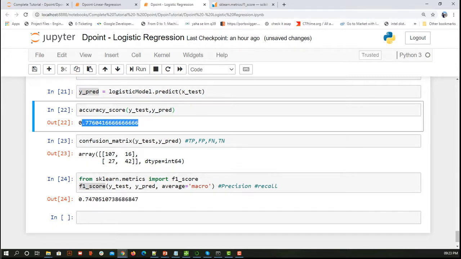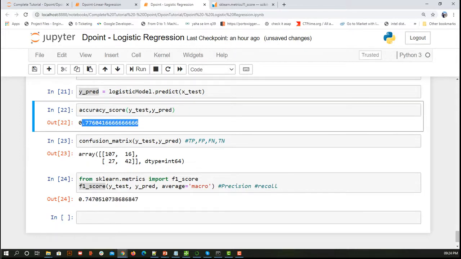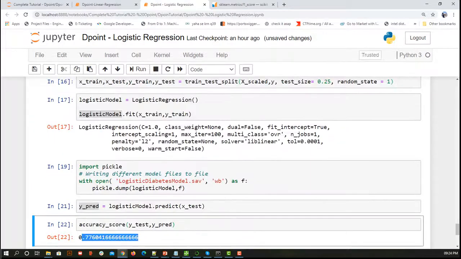If this is not the expected value, we are going to do much more pre-processing and improve it. We can see this is the matrix I currently have and I am not satisfied with it, so I can go for further pre-processing. So that's all about logistic regression.